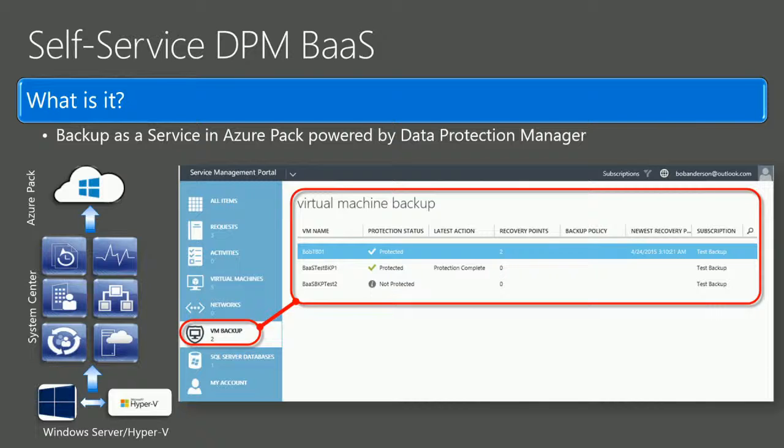So this new backup as a service, BAAS, in Azure Pack is powered by Data Protection Manager. There's a screenshot of what it looks like, and we're actually going to show you BAAS in the demo. What this does is bring DPM to the forefront of the Microsoft private cloud story. And as we stated, it's in its very, very early stages.